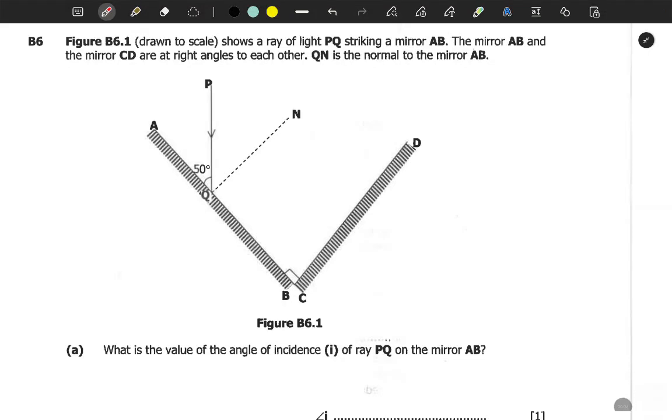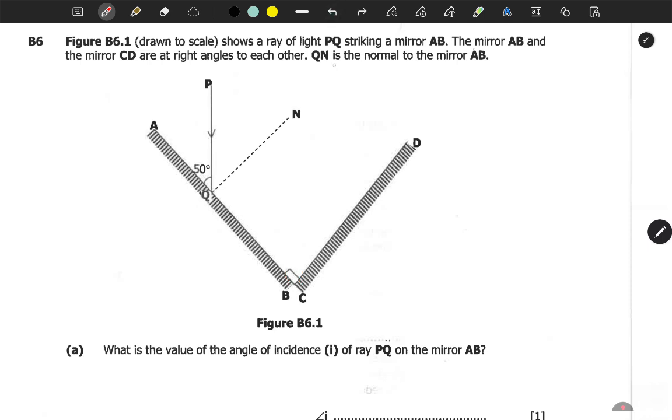Welcome to this video. In this video we have a question, science paper 1, which is physics. Alright, so the question is actually very simple. It says figure B 6.1, which is not drawn to scale, shows a ray of light PQ striking a mirror AB. The mirror AB and the mirror CD are at right angles, so that's why you can see that angle there. That's a 90-degree angle.